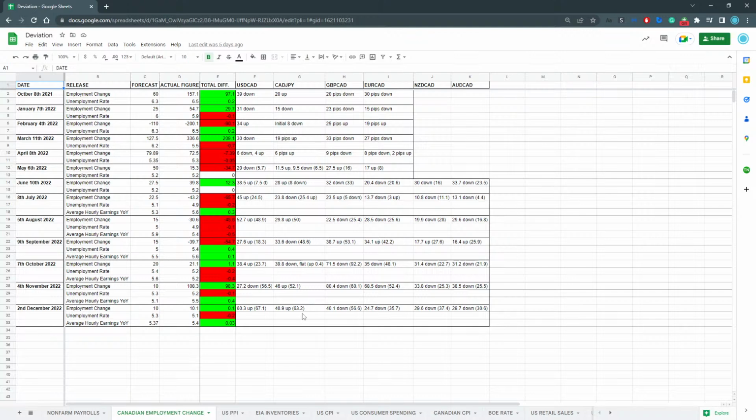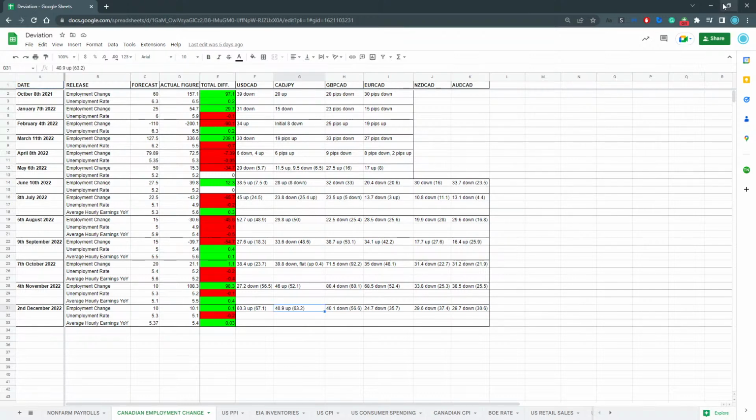Could that be the same again? Could we get a bigger reaction on the CAD JPY? Well, it depends again on how much the fear of the meddling that has come through from the Bank of Japan has an effect on the rest of the markets as well.